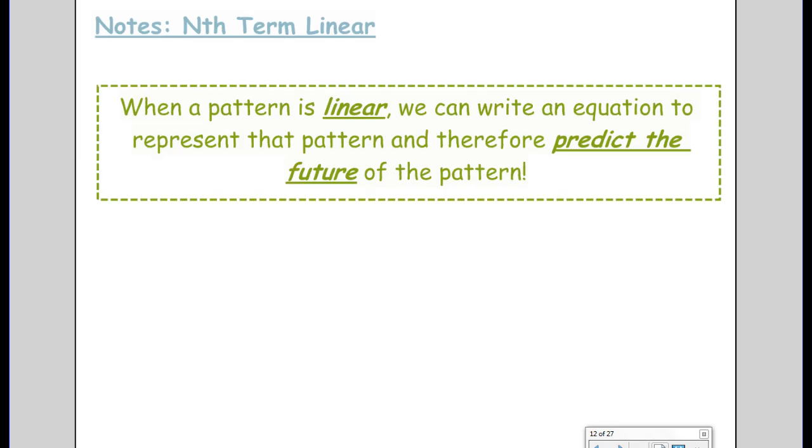Okay, so when a pattern's linear, we can actually predict the future of the pattern. So we love when patterns are linear because we can find out what it's going to equal way, way down the road. So we're going to be predicting the future today. So write the word linear and write the words predict the future. It is algebra. It's a review. Linear and predict the future. Okay.